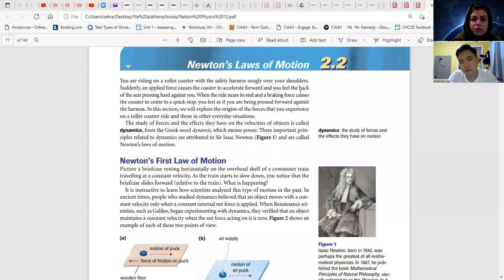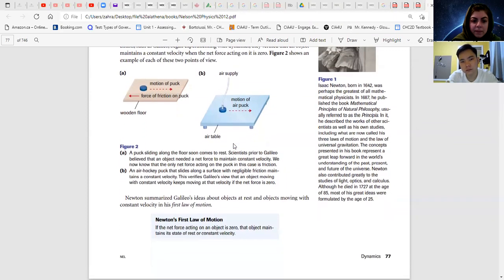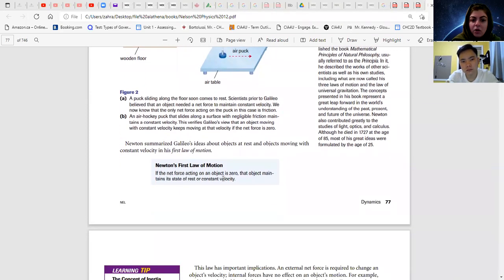So Newton's law of motion 2.2. The first law says that if the net force acting on an object is zero, that object maintains its state of rest or constant velocity. Okay, what does it mean?